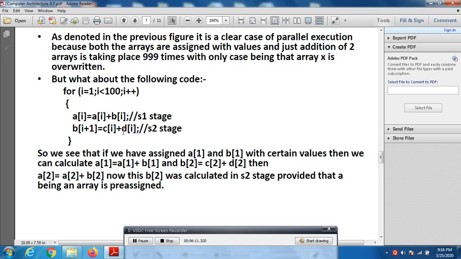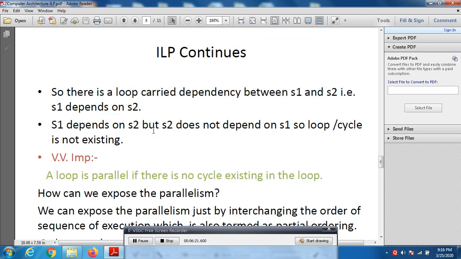Because b2 is equal to c1 plus d1. So a2, if i is equal to 2, then a2 will be a2 plus b2, and this b2 has already been calculated at s2. Now this s1 depends on s2, but s2 is not depending on s1. So what you have to understand is that s1 is depending on s2, but s2 is not depending on s1, so the loop or cycle does not exist.